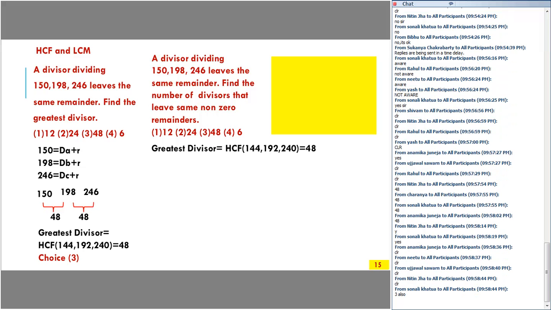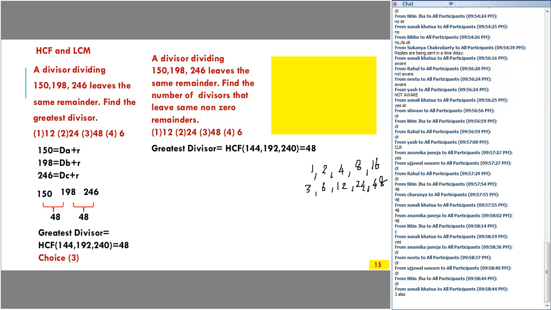Now I'll tell you how to eliminate that. What are the factors of 48? 1, 2, 4, 8, 16, 3, 6, 12, 24, 48. These are the factors or not? Okay, shall I declare these are the 10 factors?